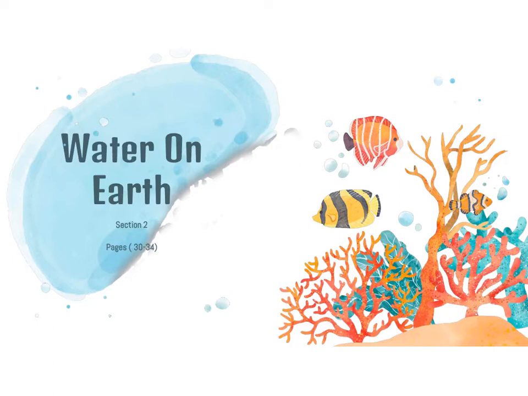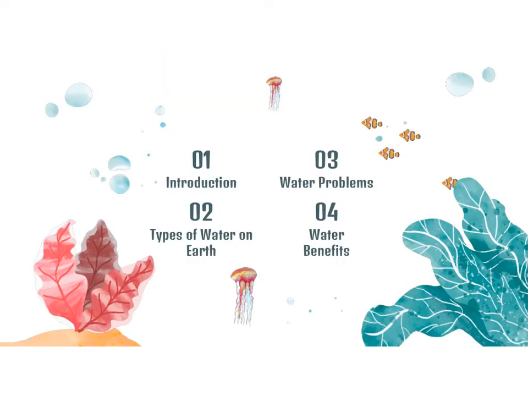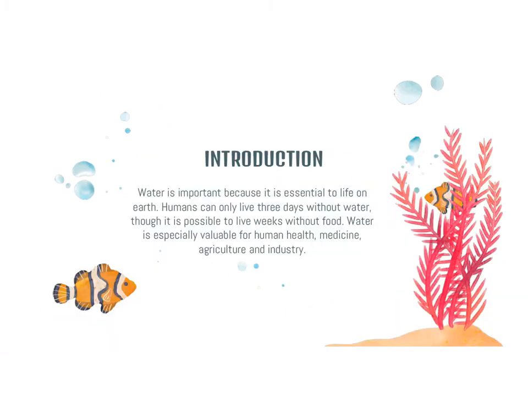Today, we will start with the second section in the second chapter, which is about water on Earth. You can find this lesson on pages 30 to 34 in the book. Today, we're going to discuss mainly the types of water on Earth and the water problems and the water benefits. As you know, water is important because it's essential to life on Earth.